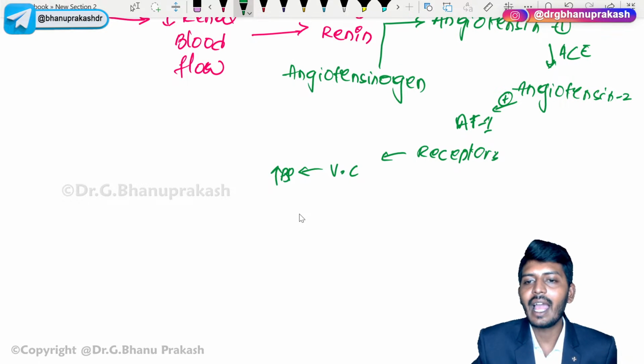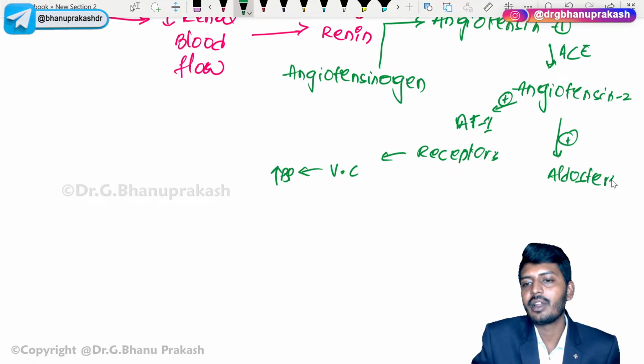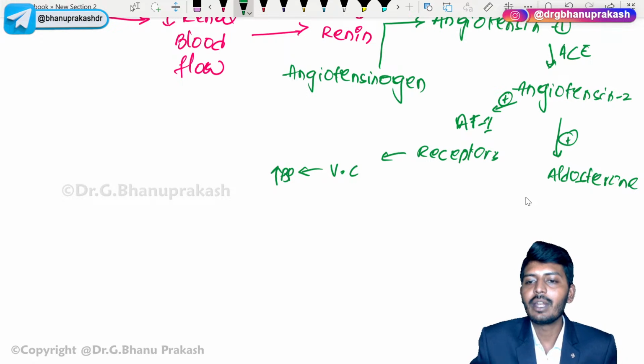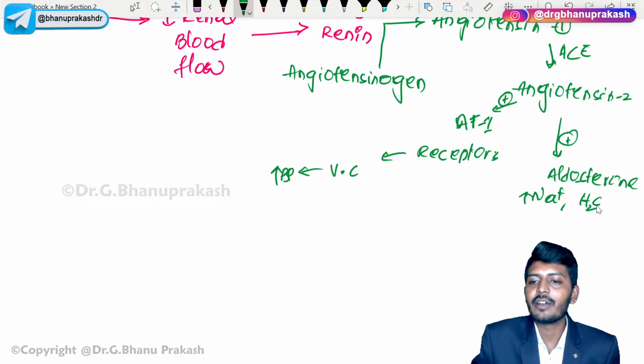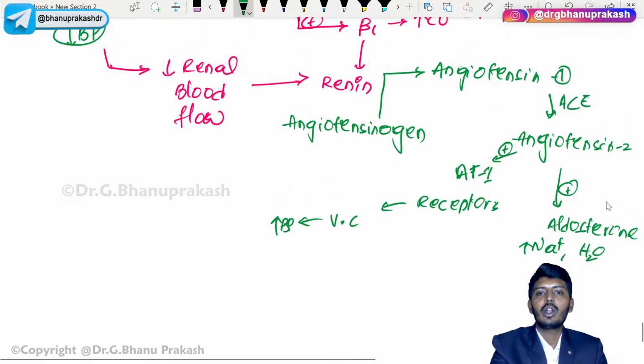And also this angiotensin 2 will activate the formation of aldosterone. That will cause an increase of sodium and water in the body. Increase of sodium and water will lead to an increased amount of circulating volume, which will lead to an increase of blood pressure. So this is a mechanism of how your body will respond to decrease of BP.